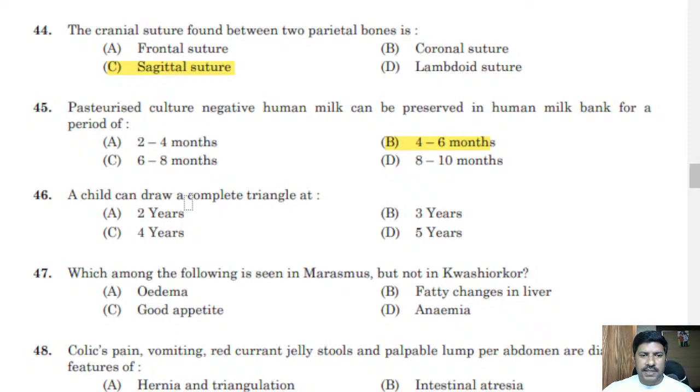Then 46th question. A child can draw a complete triangle at. Correct answer is option D. Usually after 4 years the child is able to draw, but in the answer key it is given as 5 years. So the child is able to draw a rectangle or triangle, etc. after 4 years.